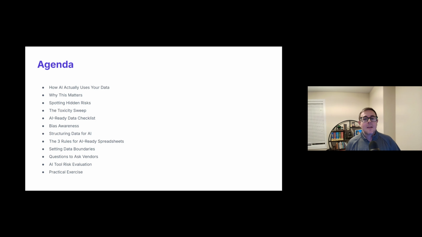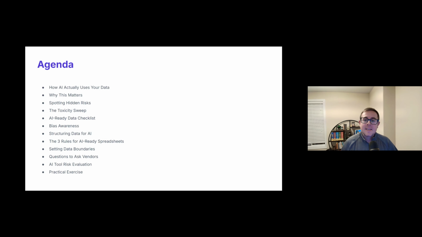Now, as you can see, we have a lot of material and concepts to cover in Module 1. We're going to explore how AI actually uses your data and why this matters. We're going to talk about spotting hidden risks and what we mean by the toxicity sweep. We're going to cover an AI-ready data checklist, as well as how we look at bias awareness within an AI application. We're then going to talk about structuring our data for using within an AI application. And then, more specifically, the 3 rules that we should lean on for AI-ready spreadsheets.